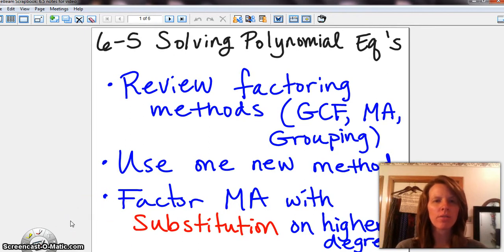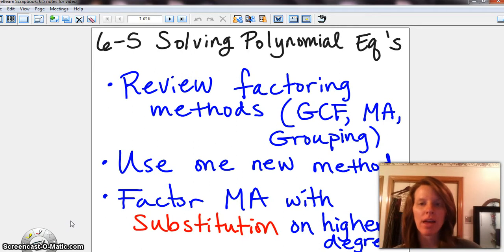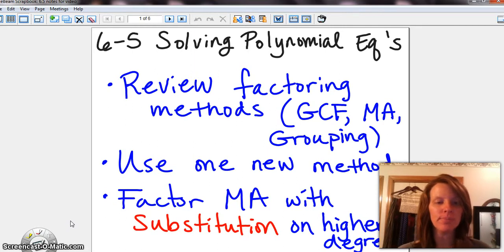Okay, 6.5, solving polynomial equations. Here are the things that we will be doing. We're going to review factoring methods: GCF, MA, which means we'll be multiplying A and C, and also grouping. And then we're going to use a new method, which we're going to go over at a later date. And right now what we're going to go over is factoring MA with substitution on higher degrees.